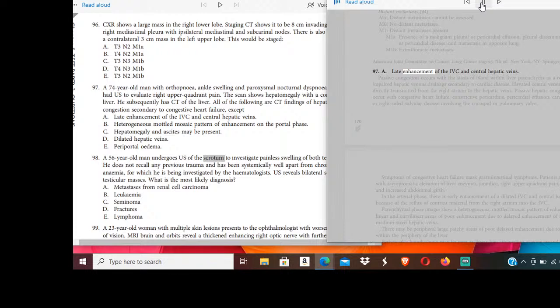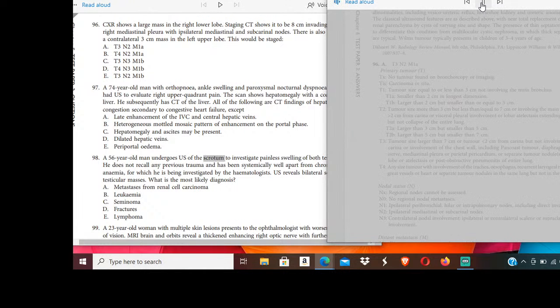97. A. Late enhancement of the IVC and central hepatic veins. Passive congestion occurs with the stasis of blood within liver parenchyma as a result of impaired hepatic venous drainage secondary to cardiac disease. Elevated central venous pressure is directly transmitted from the right atrium to the hepatic veins. Passive hepatic congestion may occur with congestive heart failure, constrictive pericarditis, pericardial effusion, cardiomyopathy, or right-sided valvular disease involving the tricuspid or pulmonary valve.